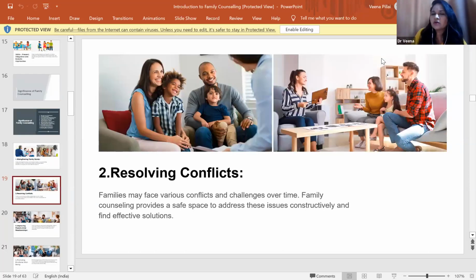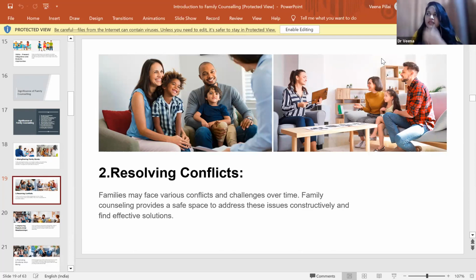And when we talk about resolving conflicts, many of the marital therapies would be dealing with issues which arise because of differences of opinion, or where the conflicts would not be resolved. So families face various conflicts and challenges over a period of time. It could be between siblings, between parent and child, between spouses, or between generations. So family counseling provides a safe space to address these issues.